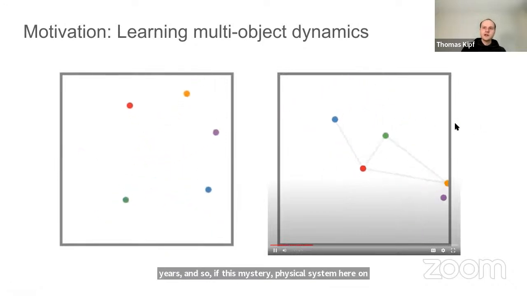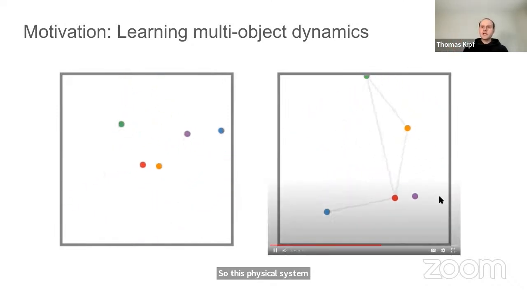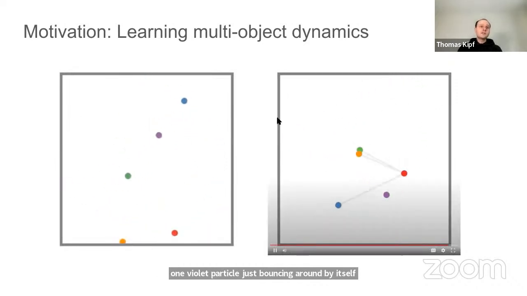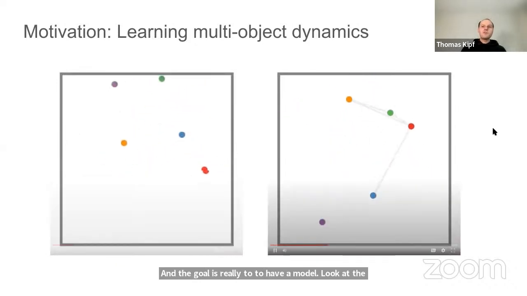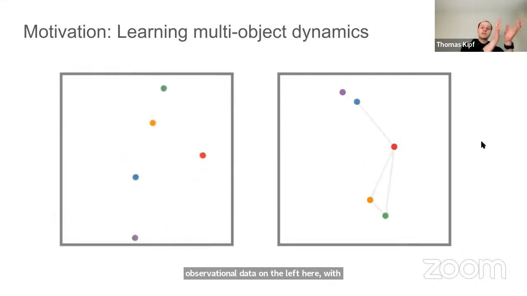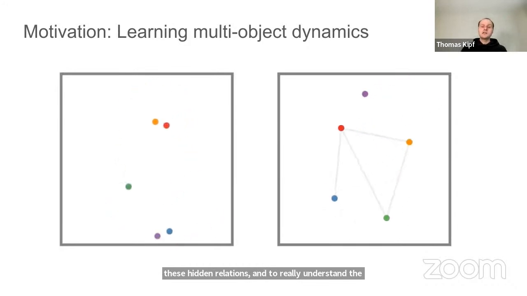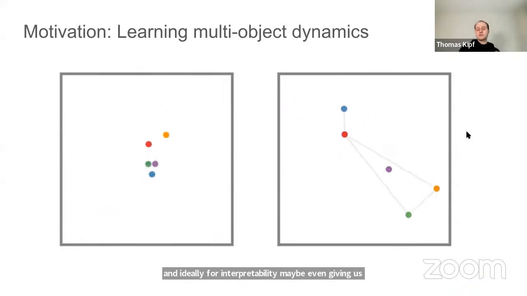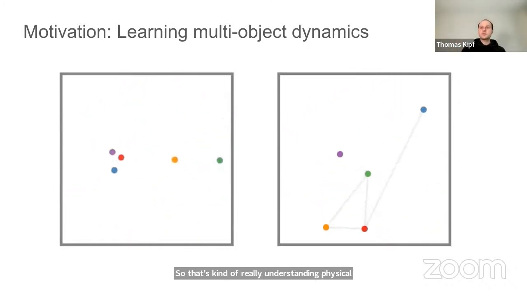So this physical system is generated by multiple particles connected by some hidden springs, and this one violet particle just bouncing around by itself. The goal here is to have a model look at the observational data on the left without knowing these hidden relations, and to understand the physical system purely based on what it sees. Ideally, for interpretability, maybe even giving us the interpretation on the right and telling us, hey, there are springs that are connecting these nodes. So that's understanding physical systems from observational data, which is a very important topic.